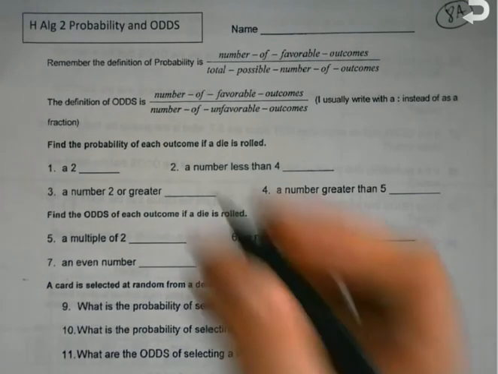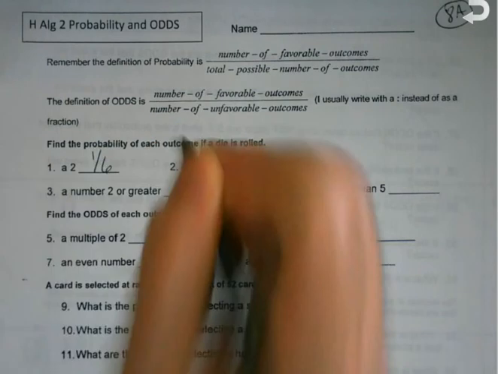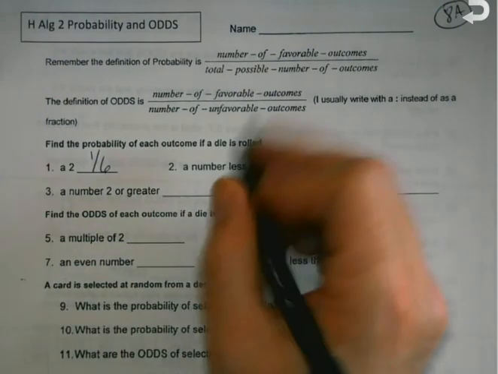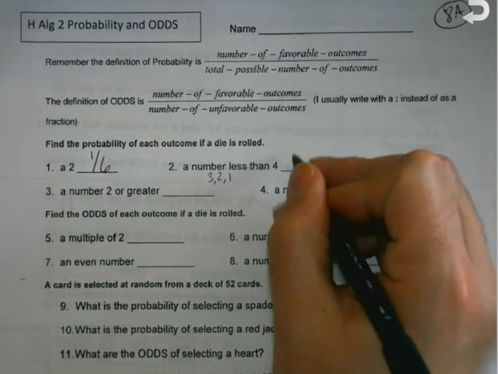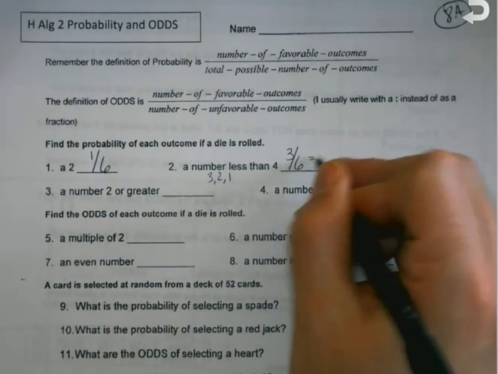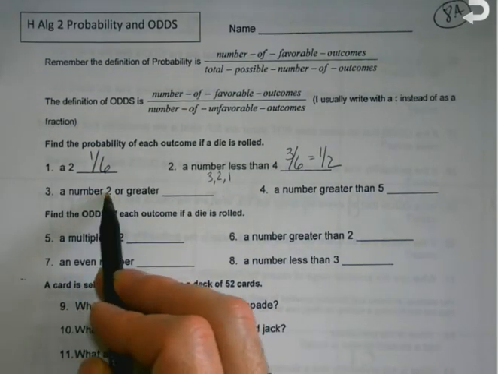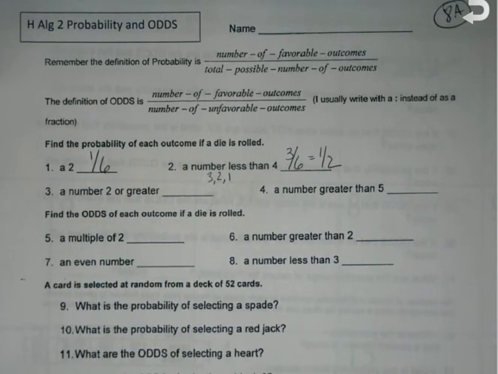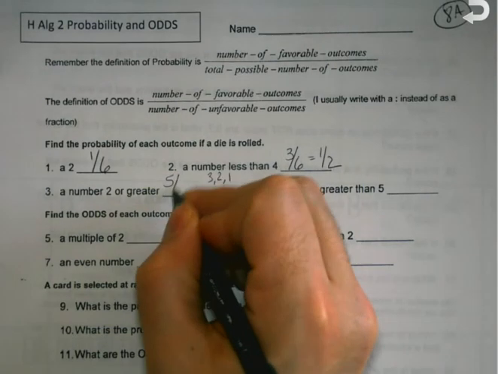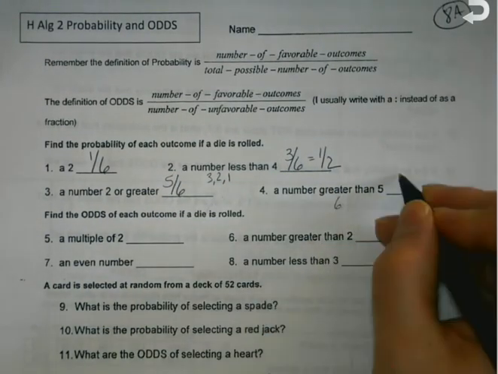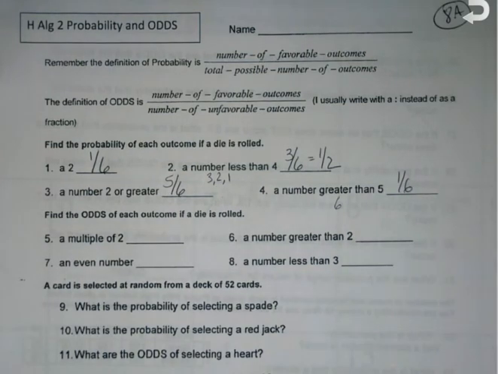This top part, again, probability of getting a 2. 1 out of 6. A number less than 4. So 3, 2, or 1 would be 3 out of 6, or 1/2. Again, word usage. A number 2 or greater, what would be the theoretical probability of that? 5 out of 6, because I'm going to include the number 2. A number greater than 5 would only be 6. It'd be 1/6, and I'm set with that.